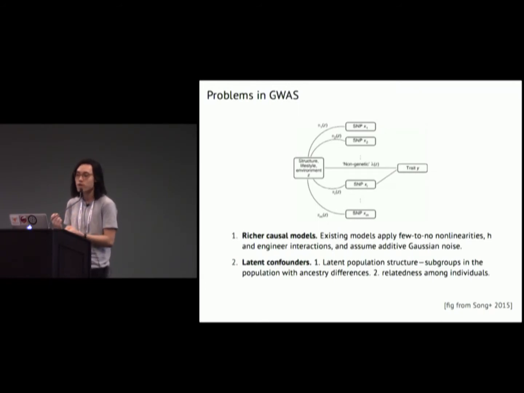of latent population structure, that there are subgroups in the population that all have ancestry differences. There may be a certain group that has ancestry related to Asia, and there may be others that are related to Europe. And the data set is not just statistically independent, but you'd like to incorporate this sort of latent structure. And another is relatedness among individuals, where we might have sequenced not just taken people randomly from the world, but taken particular families.